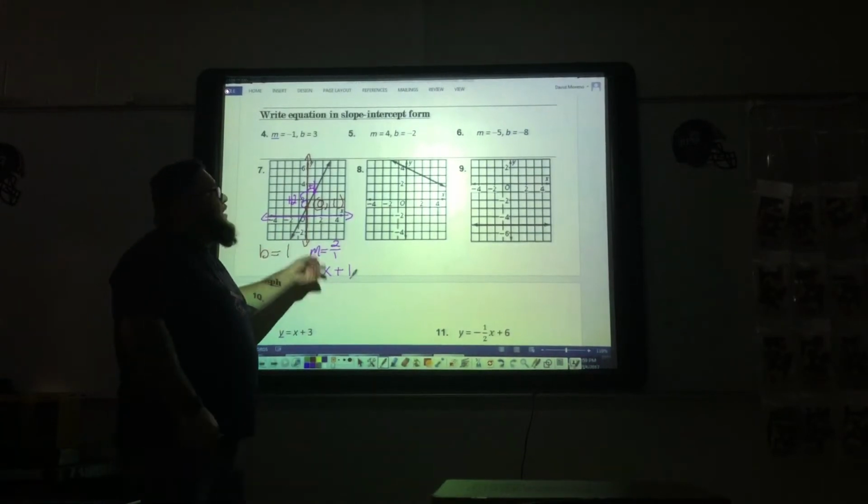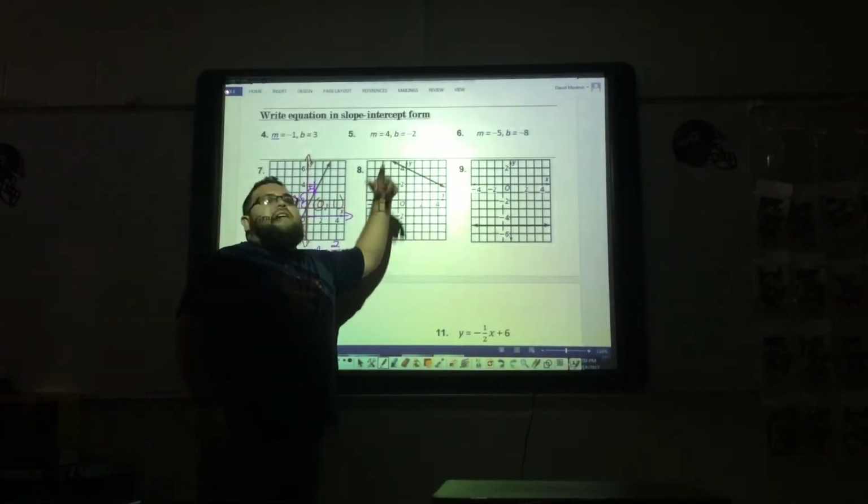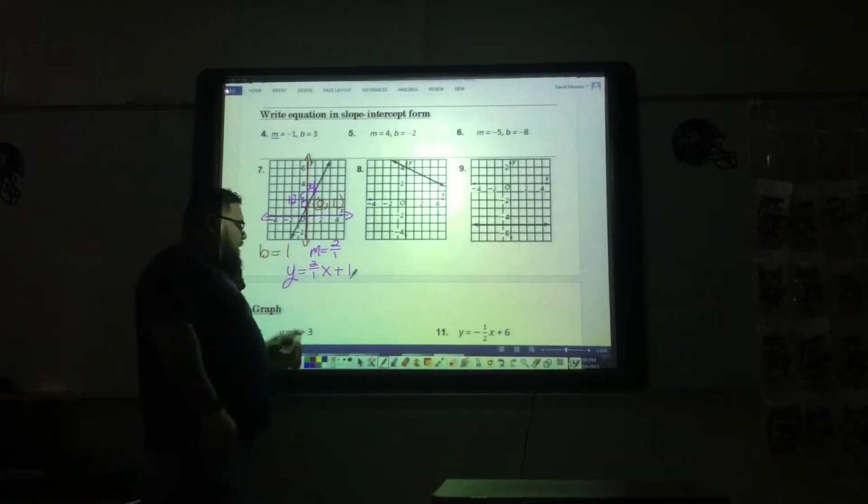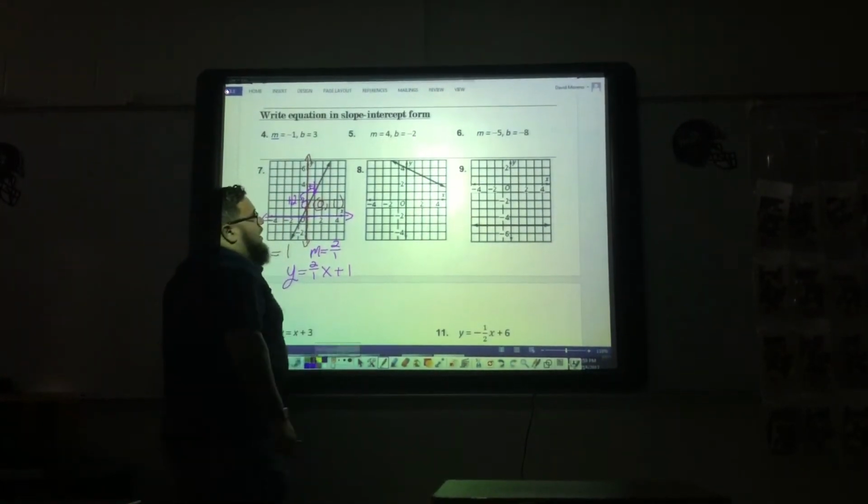Now I know what you guys are thinking. I have a fraction here. I didn't have a fraction on the other ones. It's okay. You can put the fractions on the other ones if you want. All right, so let's go ahead and go on to the rest.